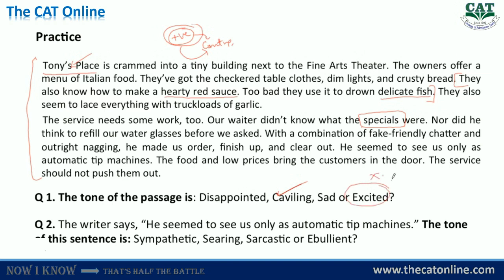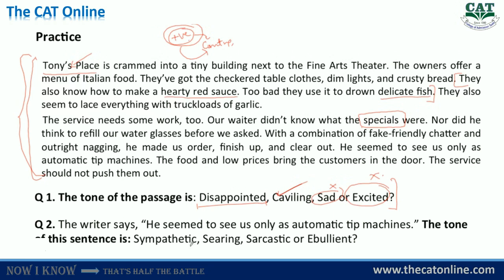Because excited tone is a positive tone, whereas the overall passage, when I read it, I feel that it is a negative passage, right? It cannot be a sad tone. Why? Because there are use of positive words. And disappointed, he would have been disappointed if he would say that I had done some of the other inputs. Yeah, there were some inputs from the author himself as well, right? So it becomes a cavilling tone.